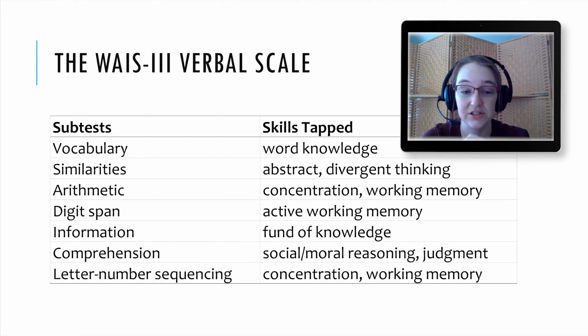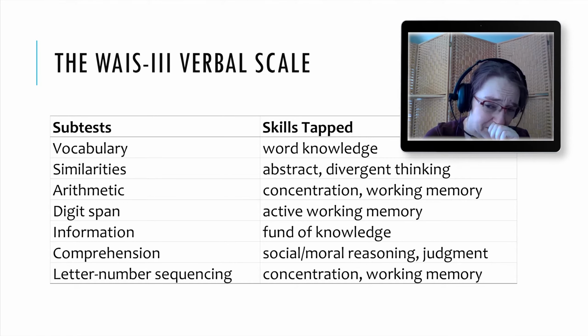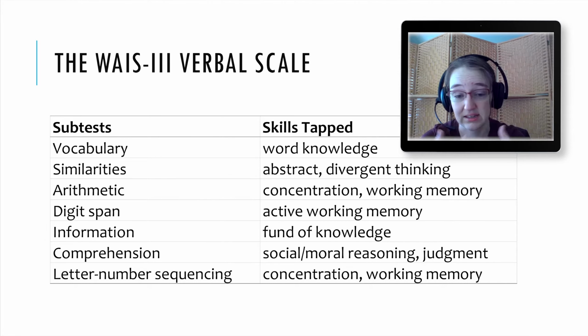Vocabulary taps word knowledge. The similarities test taps both abstract and divergent thinking. The arithmetic subtest is more like word problems than actual math. The math is pretty basic; it's more to see if you can synthesize and extract that information, so that taps concentration as well as working memory. Digit span, which is similar to the Stanford-Binet, taps active working memory. Information is fund of knowledge, which is like verbatim reproduced.